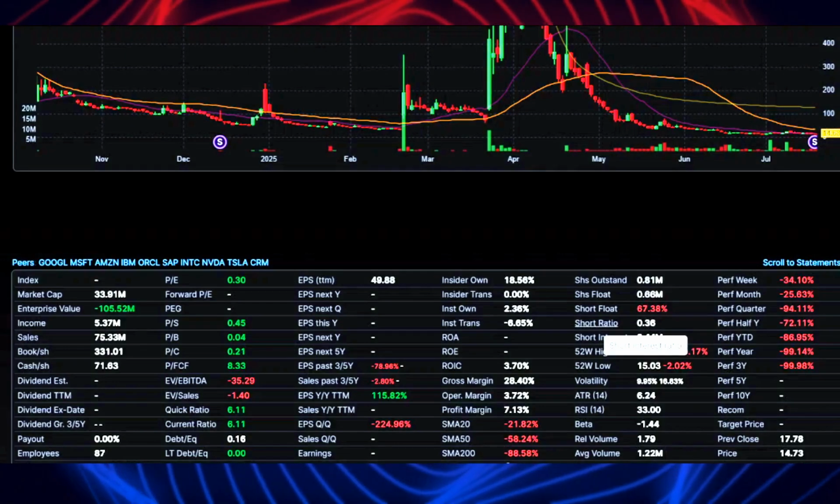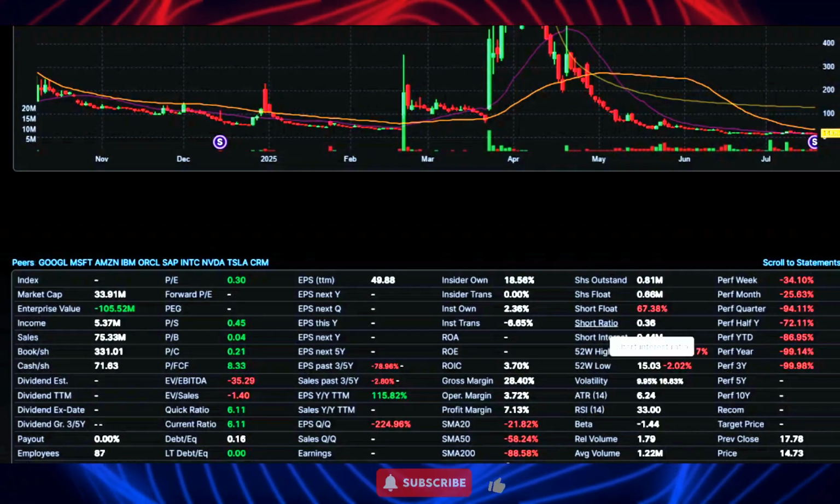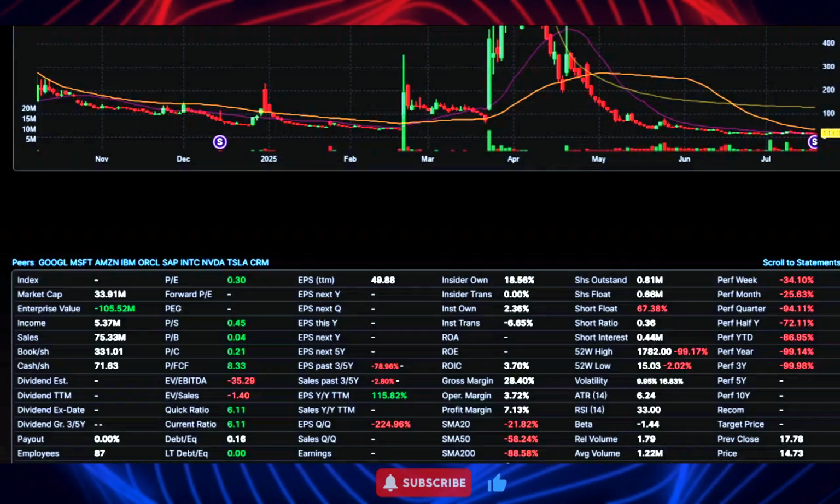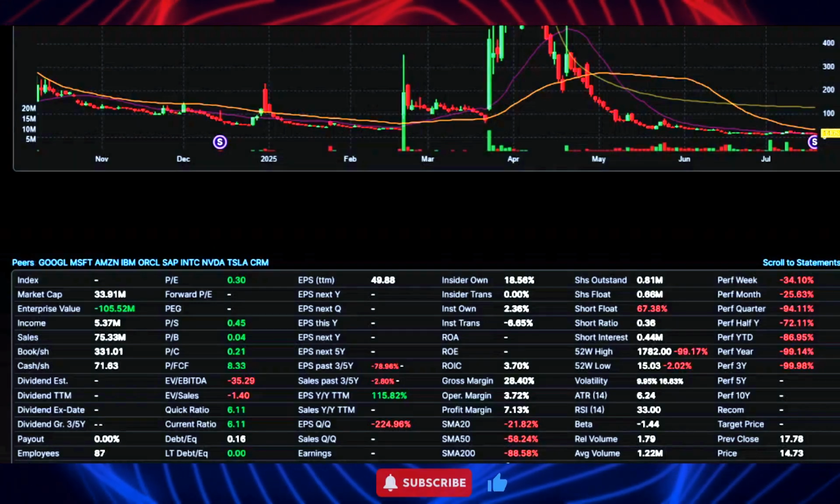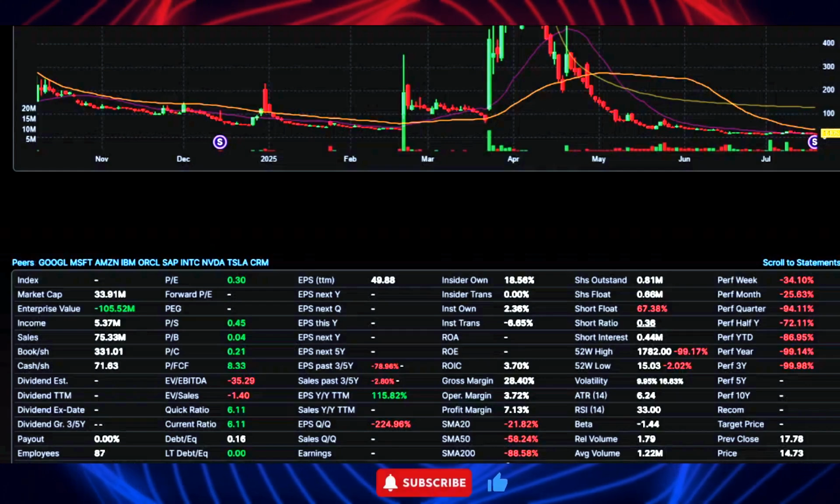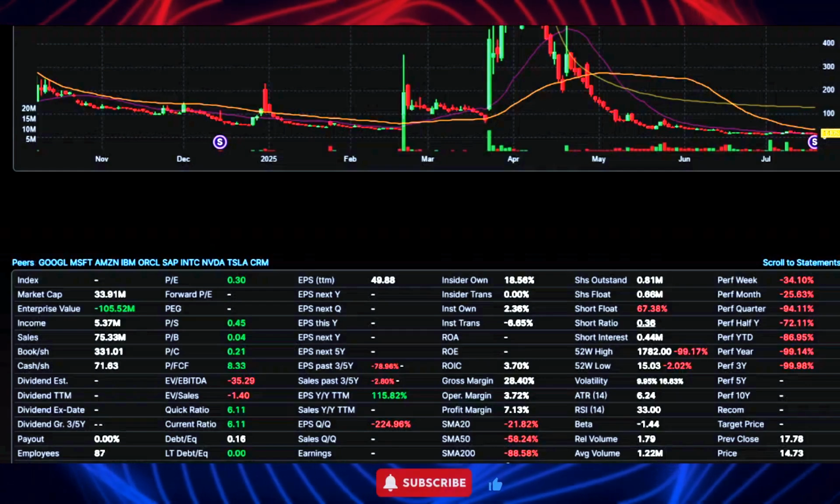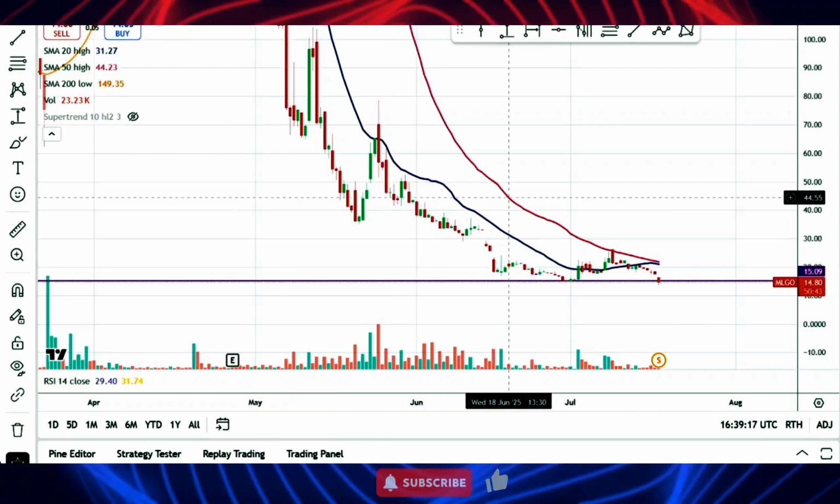So what this means, if you don't know, is the short ratio is how long it will take short sellers to cover their short position, and 0.36 is like 0.36 days. If it said one, then it would take them 1 day. So it would take them less than a day to cover their position.